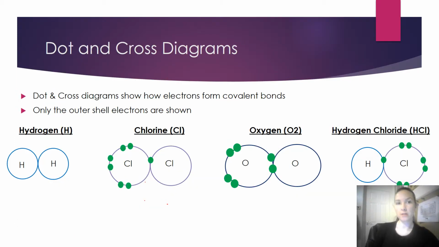Dot and cross diagrams are used to represent covalent bonds and show the shared electron from one atom as a dot and the shared electron from the other atom as a cross. Only electrons in the outer shells are represented in these diagrams. As you can see below, we've got atoms of hydrogen, chlorine, oxygen and hydrogen chloride, and I'm going to show the covalent bonds being formed using these dot and cross diagrams.